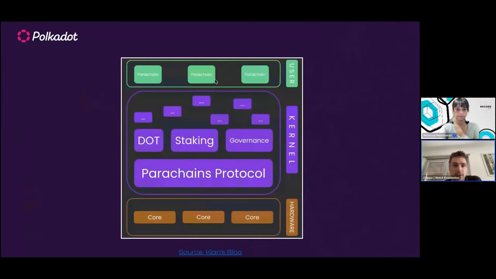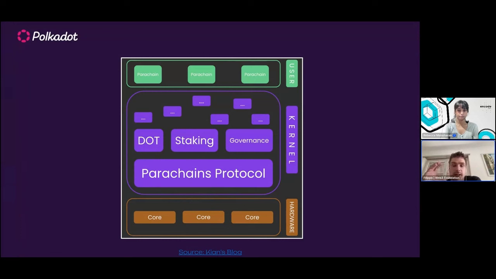Okay, so the first thing to understand, it might be a little bit technical, is how Polkadot currently works. We have these cores. These cores are the hardware, and this is basically at the bottom, you can see. And then above these cores, we have this kernel. This handles input and output, how these cores are utilized.